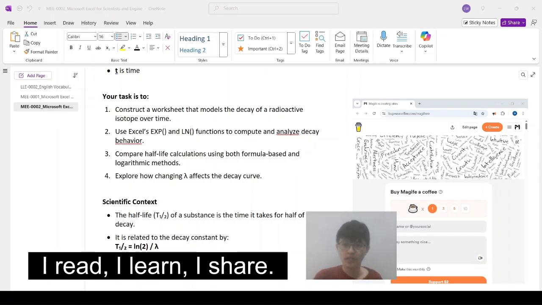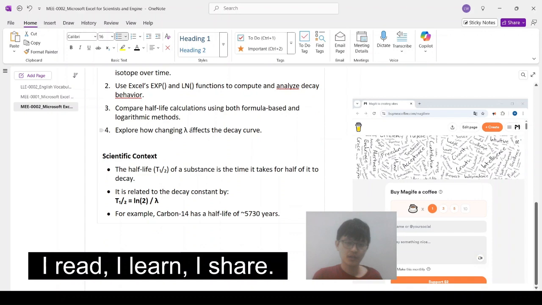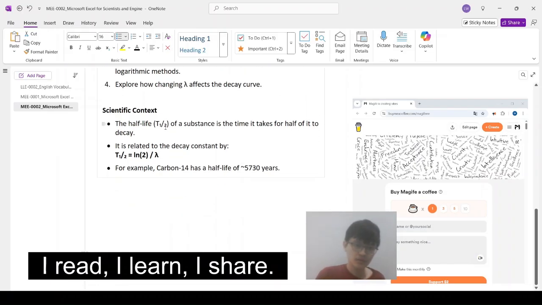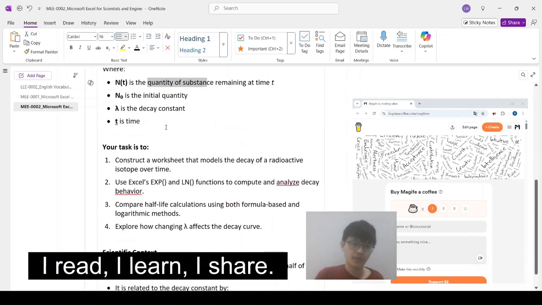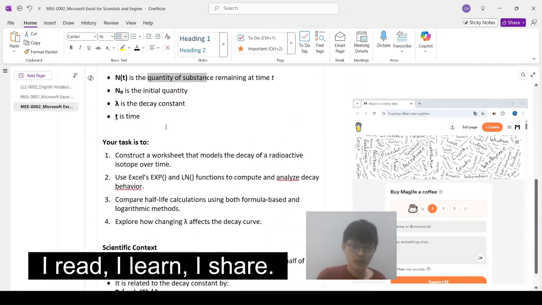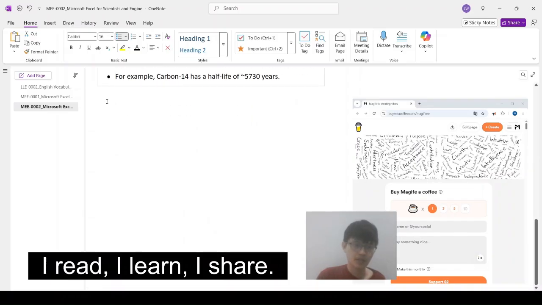This ln is the natural logarithm function to compute and analyze decay behavior. So compare the half-life calculation using both the formula-based and logarithmic methods. Explore how changing lambda affects the decay curve. Okay, I will explain some math concepts which include the logarithm and natural logarithm.